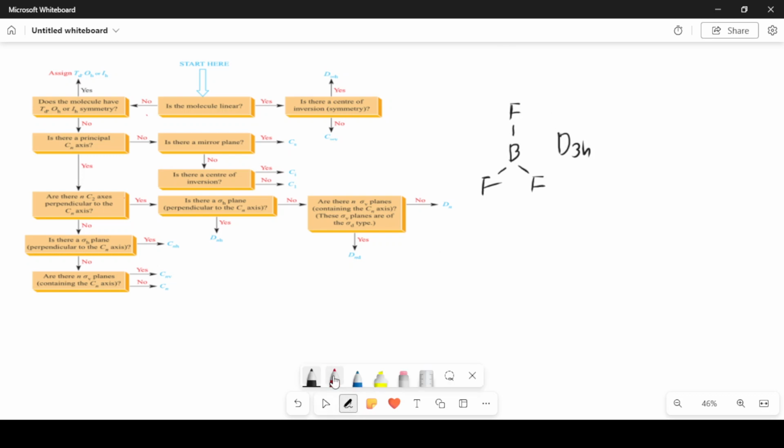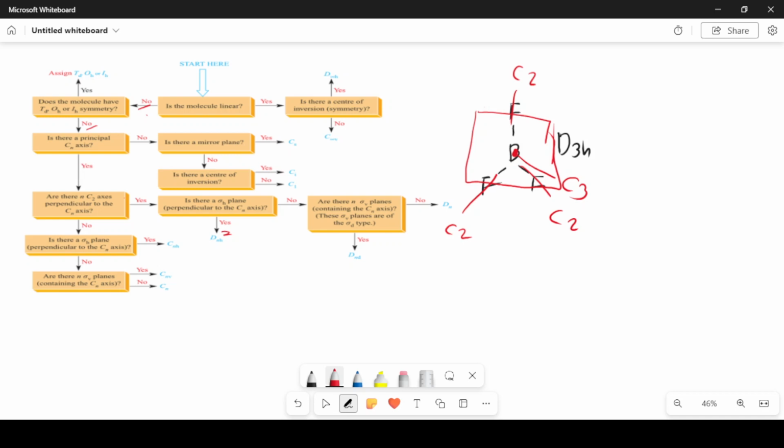So, ayun, let's identify. Is the molecule linear? No. TD, OH, IH? No. Is there a principal axis? Yes. Dito sa part na to, di ba? It's trigonal planar. So, dito sa top, it's 120 degrees. So, we have a C3, ayan, on its top. So, meron bang perpendicular? Yes, ito. This is C2, this one is C2, and this one is C2. So, is there a sigma H plane? Yes, di ba? Sigma H plane perpendicular to the principal axis. So, it's a yes.